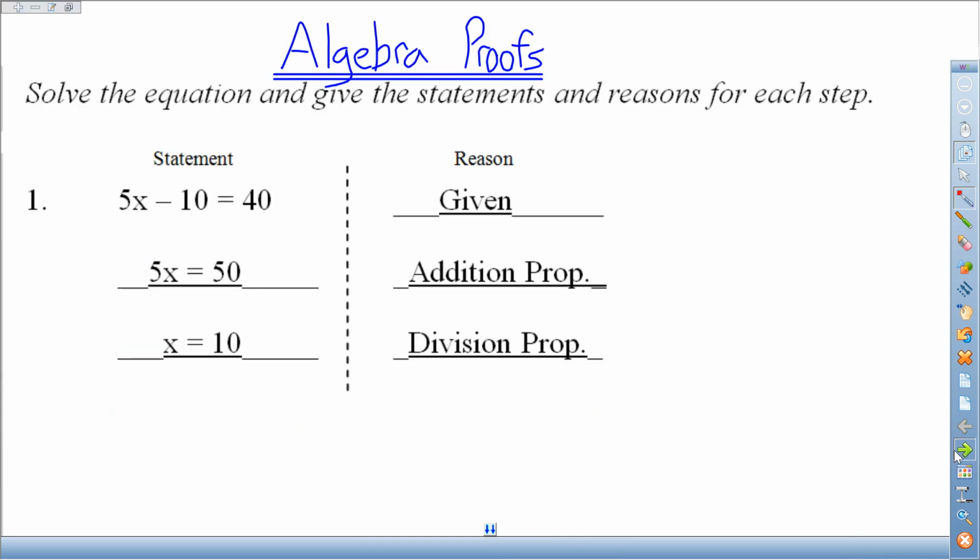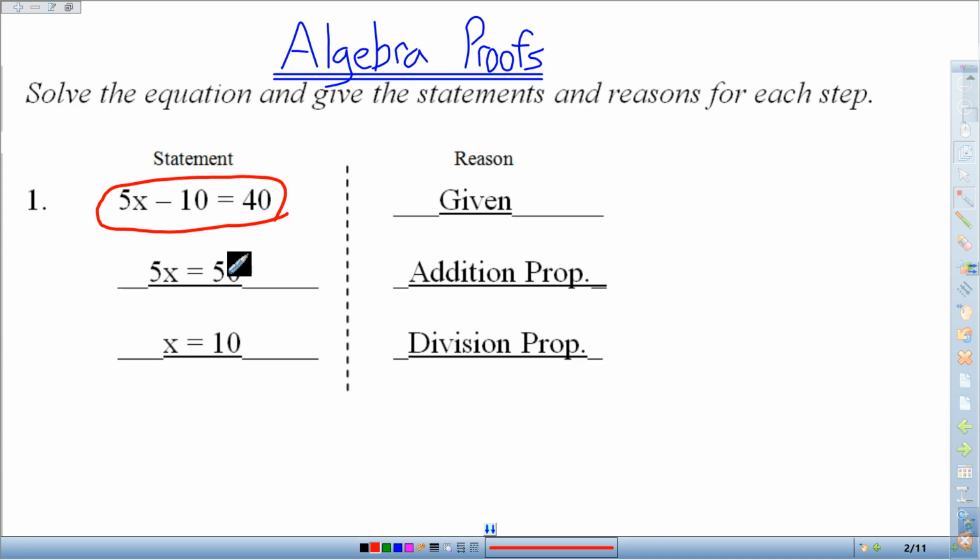Okay, so let's just take a look. If you guys look at number 1 on our piece of paper, I guess the directions, they say solve the equation and give the statements and reasons for each step. Okay, on this problem, both things are given to us. So this whole example is done for us, but it's a good way to get an idea of what these proofs look like. All right, so here's how these are going to start. They're going to start with a statement. All right, they're going to give you some information.